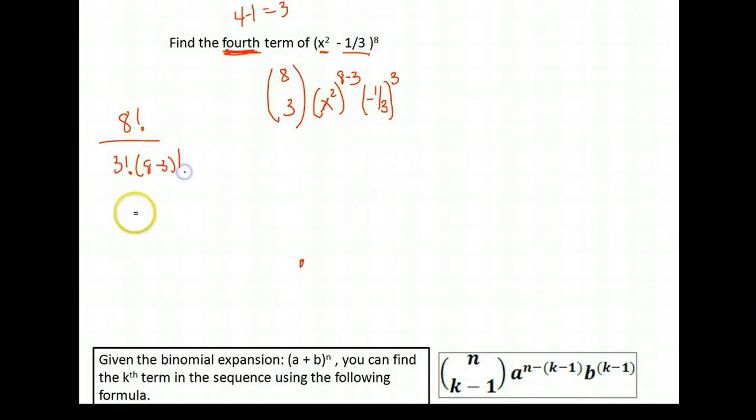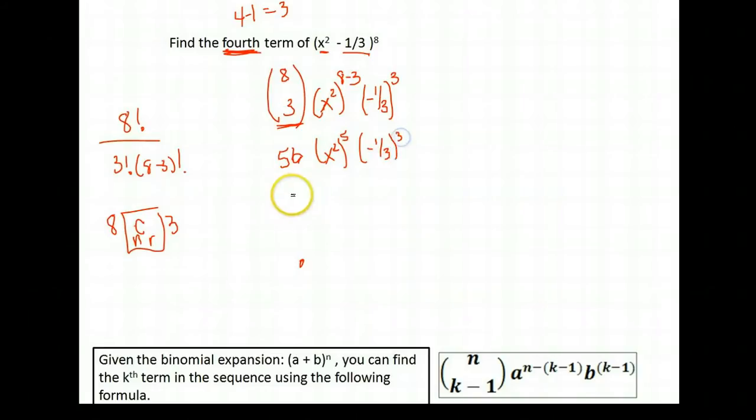number, or you can use your calculator: 8, and then push your combination button, 3. Either way, you should get 56 for this part. Next, we would have x squared. 8 minus 3 is 5, so the 5th power, and then negative 1/3 to the 3rd power.